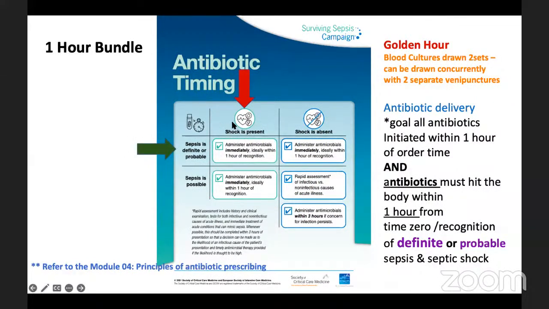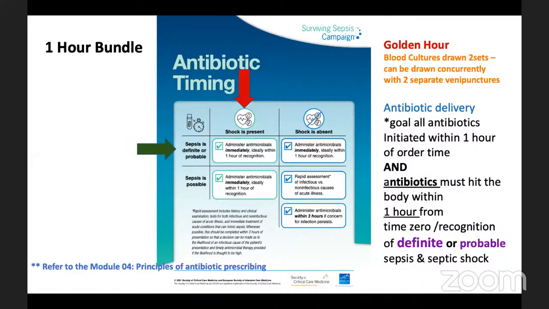Now you know how to pick shock, and sepsis is definite or probable. Through the sepsis screening tools, if you could pick that the patient has sepsis, definite or probable, when the scores are 2 or more for qSOFA, 2 or more for SIRS, 5 for NEWS and MEWS, consider this patient as having definite or probable sepsis. And if the patient is in shock, use the golden hour. Take relevant microbiological samples.